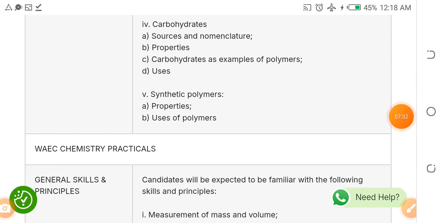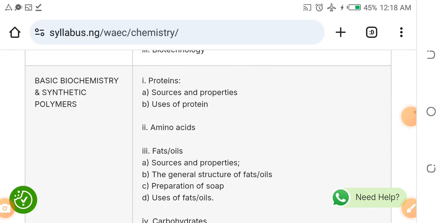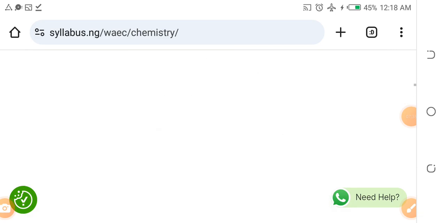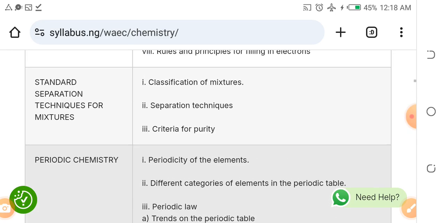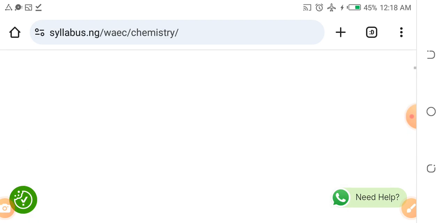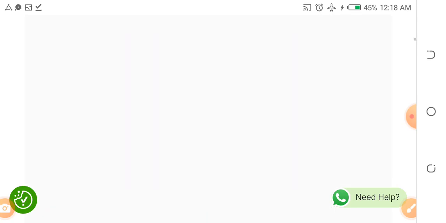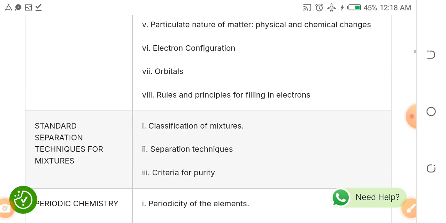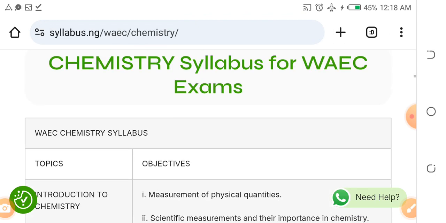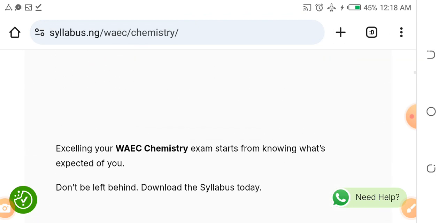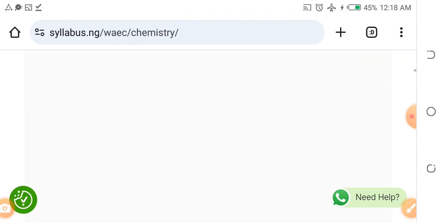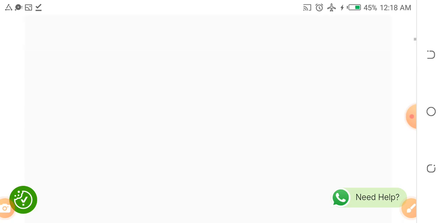These are the areas that WAEC has specifically said you should focus on, because these are the topics from which they will choose this year's questions. These are the areas WAEC questions will come out from in chemistry. These are the areas WAEC questions should come out from.